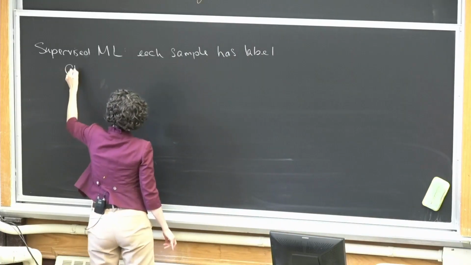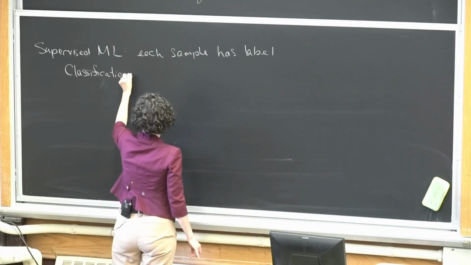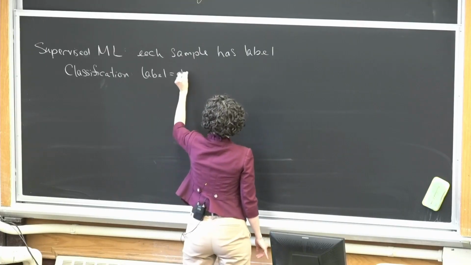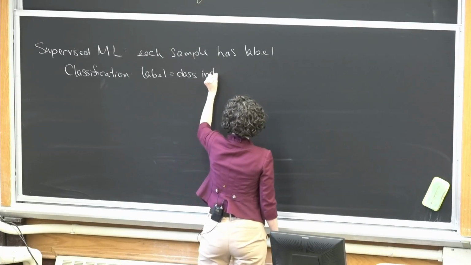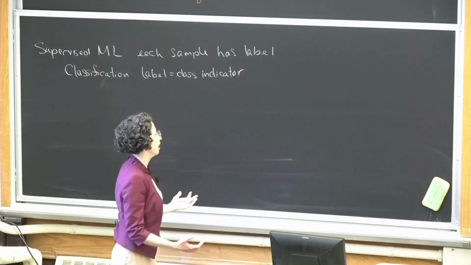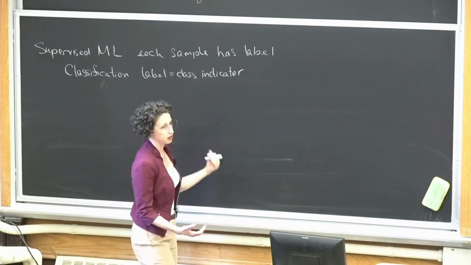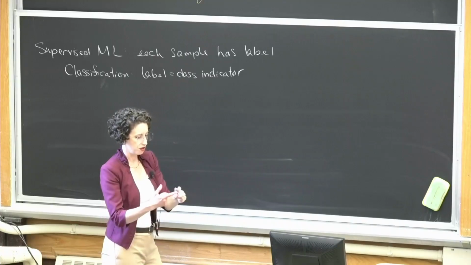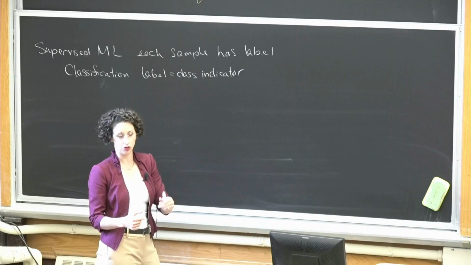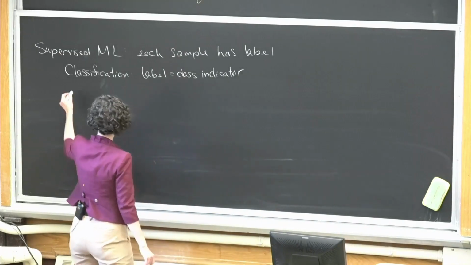And so when we talk about classification, what we mean is that the label is equal to a class indicator. So that could be whether or not someone is smiling, for instance. Or we could have more than one class. So we might have whether or not there's a dog in the image, whether or not there's a cat in the image, whether or not there's a face in the image. So we might have multiple different classes that we're considering.